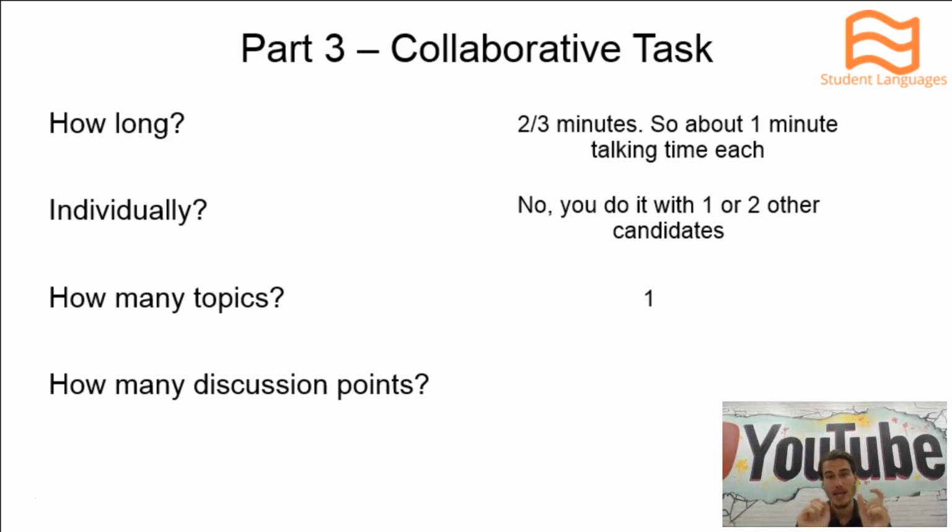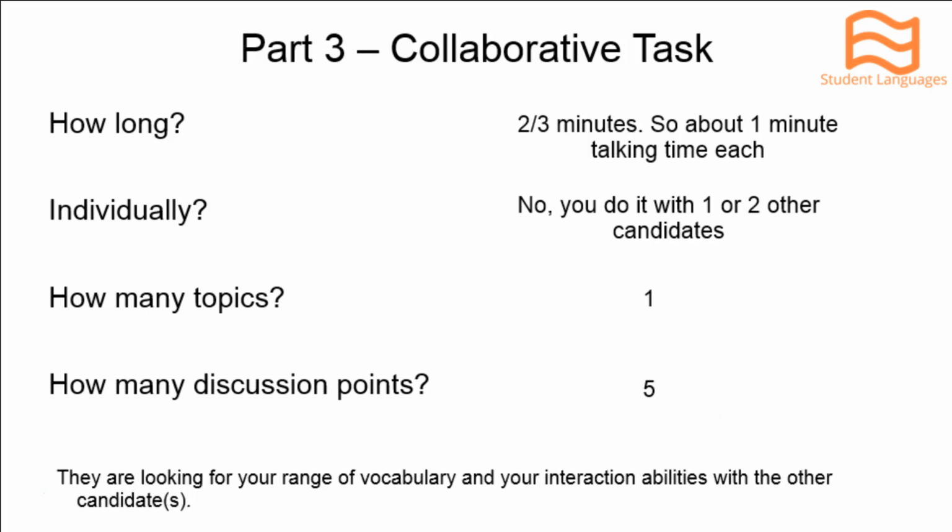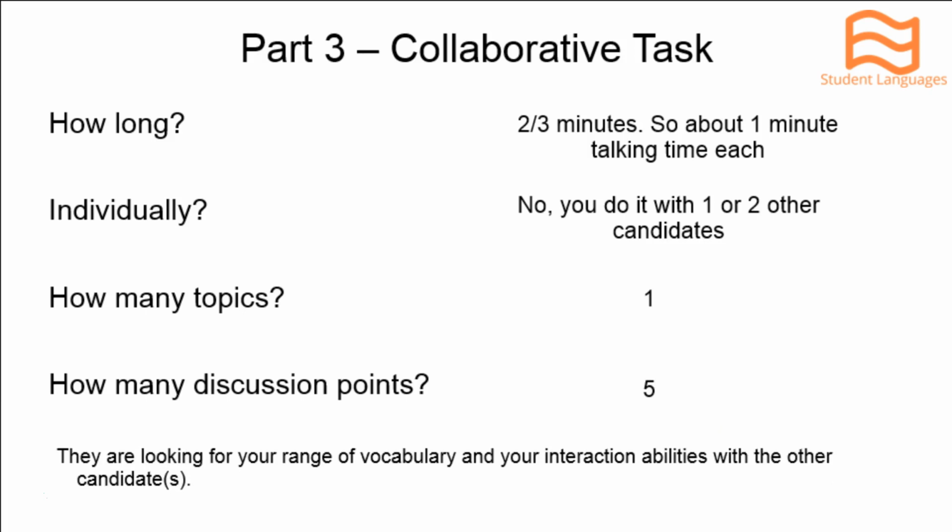But this does have some ideas for discussion surrounding this topic. And how many of these little prompts to help you are there? There are 5. So you have 1 main topic and 5 little ideas to help you with your discussion. And I say at the bottom here, the examiners in this part of the speaking paper are looking for your range of vocabulary as well as your interaction abilities with the other candidate.